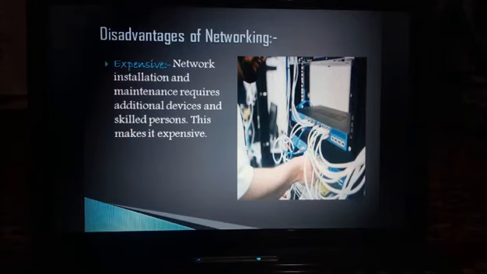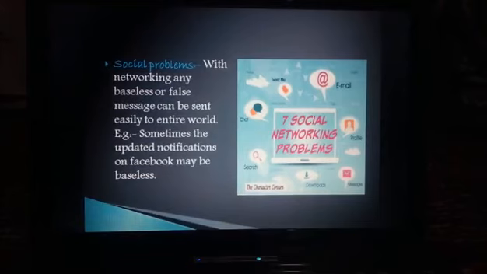The second point is social problems. With networking, any baseless or false message can be sent easily to the entire world. For example, we know that sometimes the updated notifications and some news on Facebook may be fake or baseless.